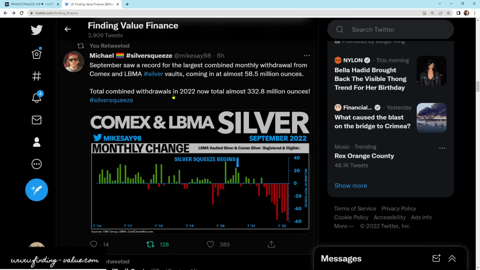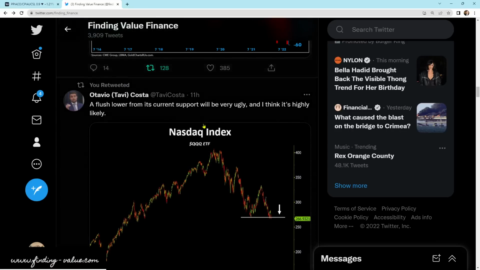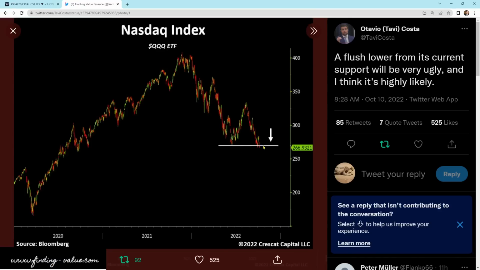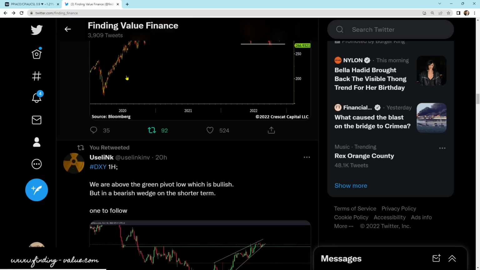I like platinum the most. At this point, I already own a good amount of silver, so I'm preferring platinum, but silver is also a good bet. A flush lower from the current support will be very ugly, and I think it's highly likely. This is the NASDAQ. I'm talking about that support level that we're basically playing with. We could head lower if we break through this support level. Highly depends on what the dollar does. Highly depends on what yields do. And they may be in there manipulating those yields. They may be buying bonds. We'll see. We'll see what happens here.